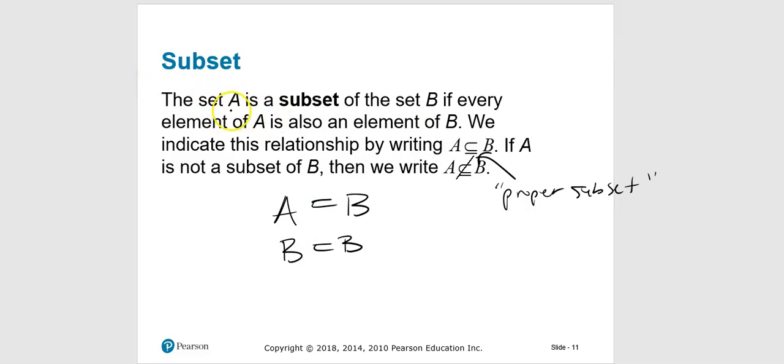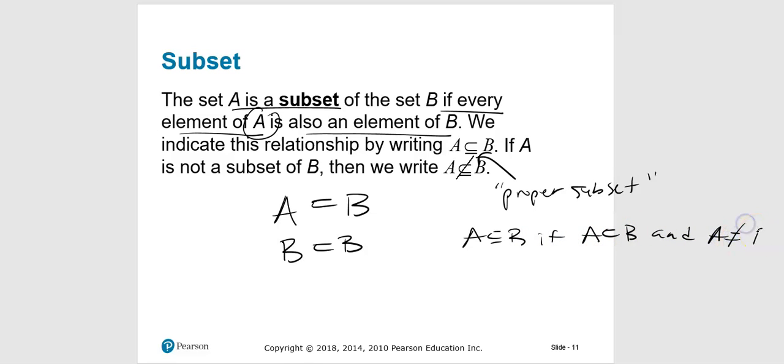Because what it's saying right here, A is a subset if every element of A is also an element of B. And so we could fill in B for here, and it will work. B is a subset of B, but B is not a proper subset of B. Proper subset means A is a proper subset of B if A is a subset of B and A is not equal to B. Then we will say that it's a proper subset. And here, I could be mixing these up a little bit.